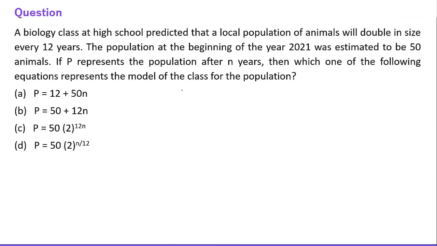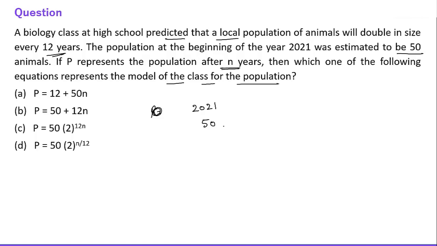Next question saying, a biology class at high school predicted that a local population of animals will double in size every 12 years. The population at the beginning of 2021 was estimated to be 50 animals. If P represents the population after N years, then which of the following equations represents the model of the class for the population? See, everyone. The population is P, right?